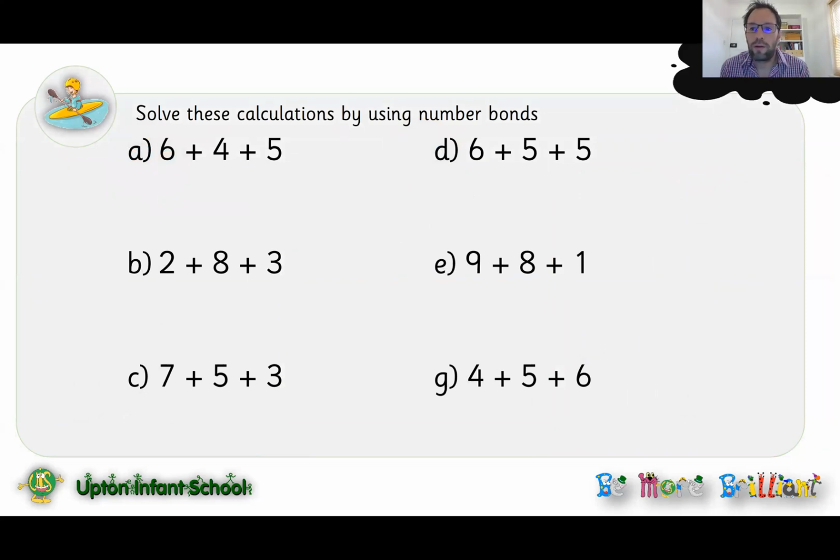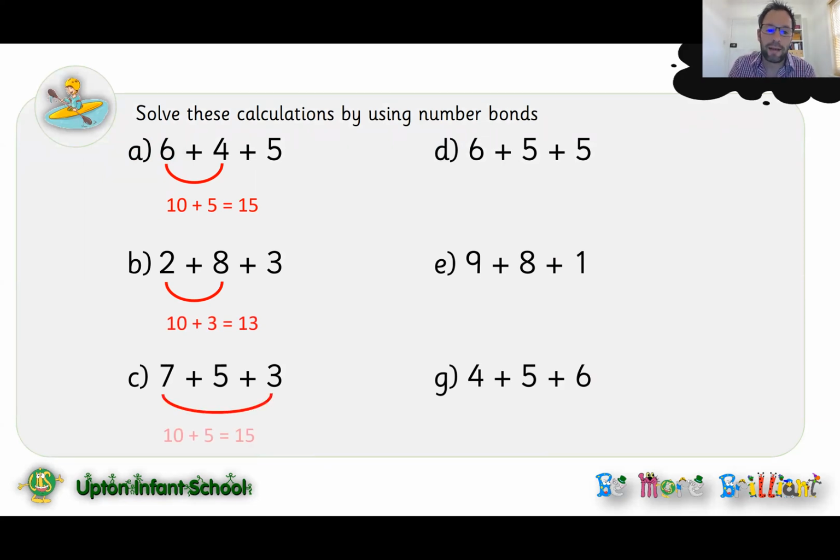Okay, on with our green challenge. Let's look at the answers. So we have got 6 add 4 add 5. 6 and 4 are the number bonds to 10. So 10 and 5 is 15. 2 add 8 make 10. 10 add 3 is 13.